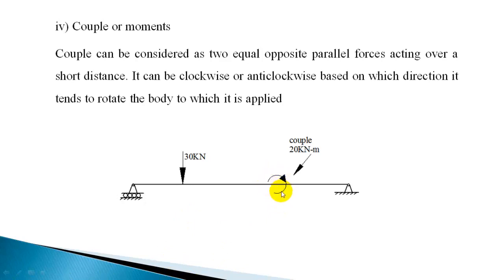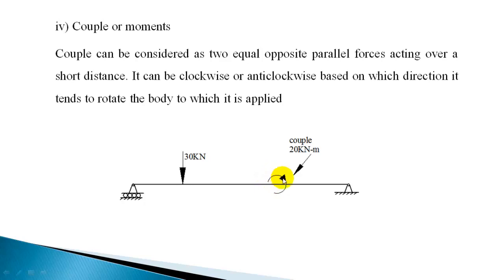So a couple is represented by its magnitude like this, 20 kilonewton meter. That is the magnitude of the moment produced by that couple. So in the force summation, this couple should not be considered, but in the moment summation, you can directly add this value. If it's clockwise, you can take plus. This I have shown clockwise. If the couple is anti-clockwise, you can take minus sign based on the sign convention. Okay, so I am going to take clockwise as positive, anti-clockwise as negative.